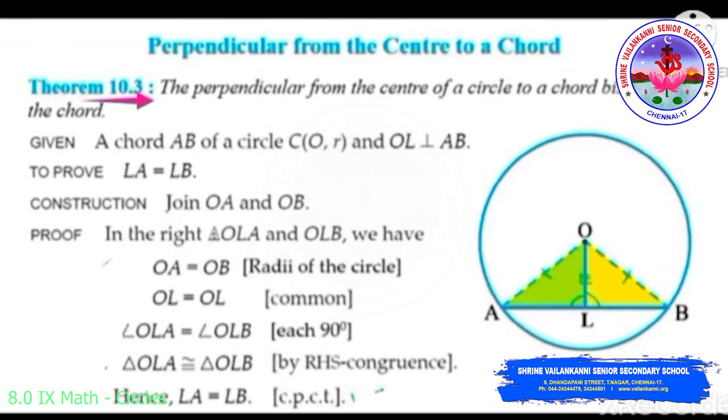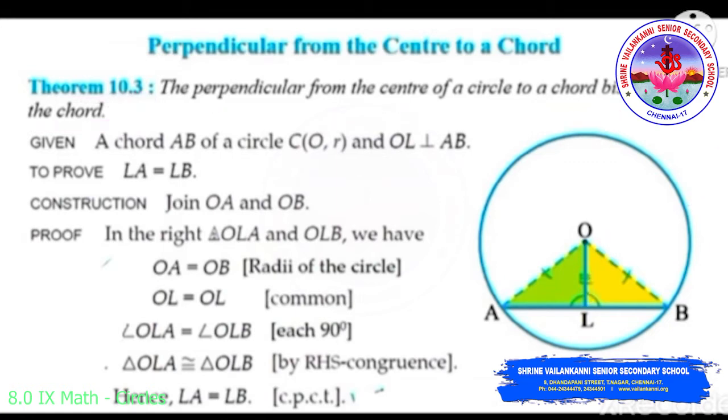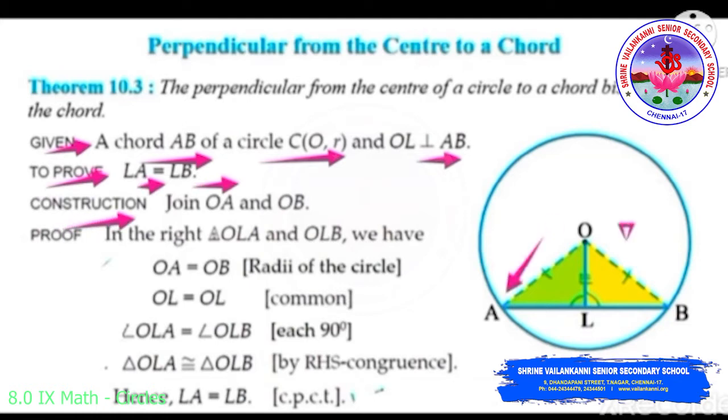Theorem 10.3. The perpendicular drawn from the center of a circle to a chord bisects the chord. Here we are given the circle with center O and the perpendicular line OL, drawn from the center to a chord AB, touching the chord at the point L. We need to prove that OL bisects AB. Coming to the solution, given a chord AB of a circle with center O and radius R, and OL is perpendicular to AB, to prove LA is equal to LB. Construction: join OA and OB.